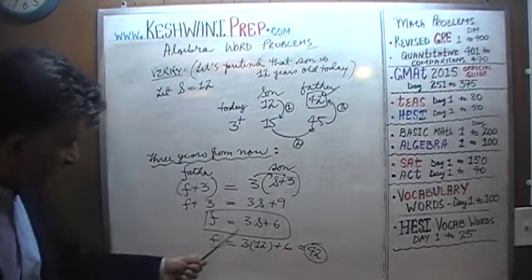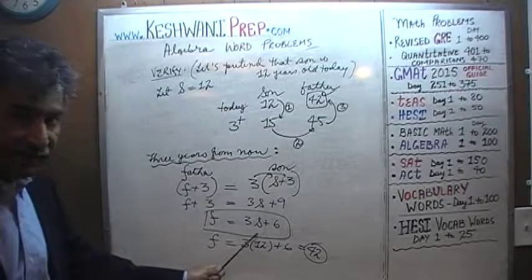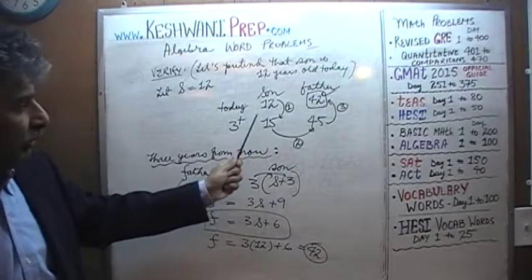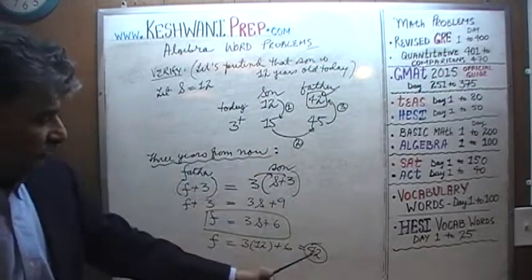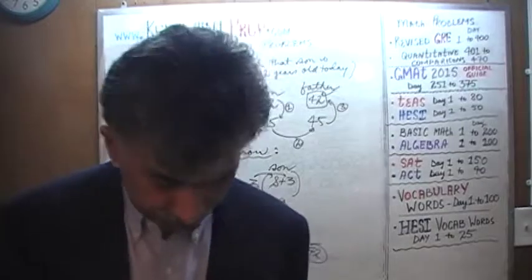This expression that we came up with, father's age in terms of S, is in fact the correct quantity, 3S plus 6. Because when we solve it arithmetically, it gives us the answer that agrees with the algebraic answer. Let's do one more, shall we?